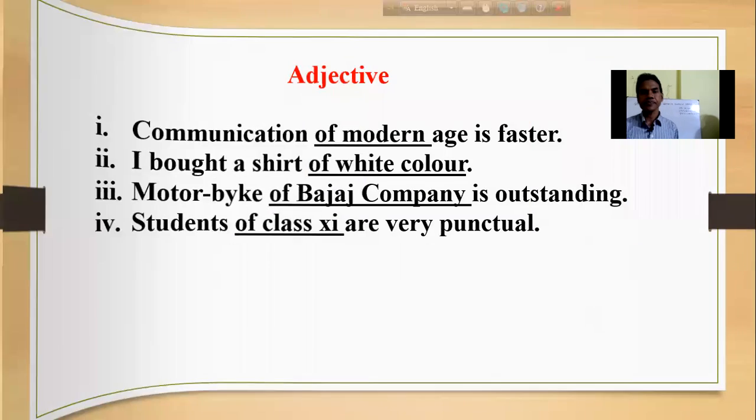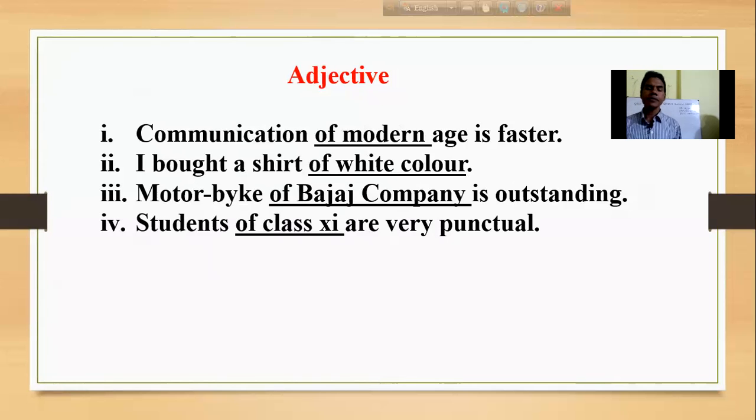Then we find adjective. Adjective, you know, may also be used as a pre-modifier and as a post modifier. Here we find adjective used as a post modifier. First example is, communication of modern age is faster. What kind of communication? Of the modern age. So of modern age gives extra information about communication and it takes place after that communication. So it's a post modifier, and as it gives extra information about a noun, it's an adjective phrase.